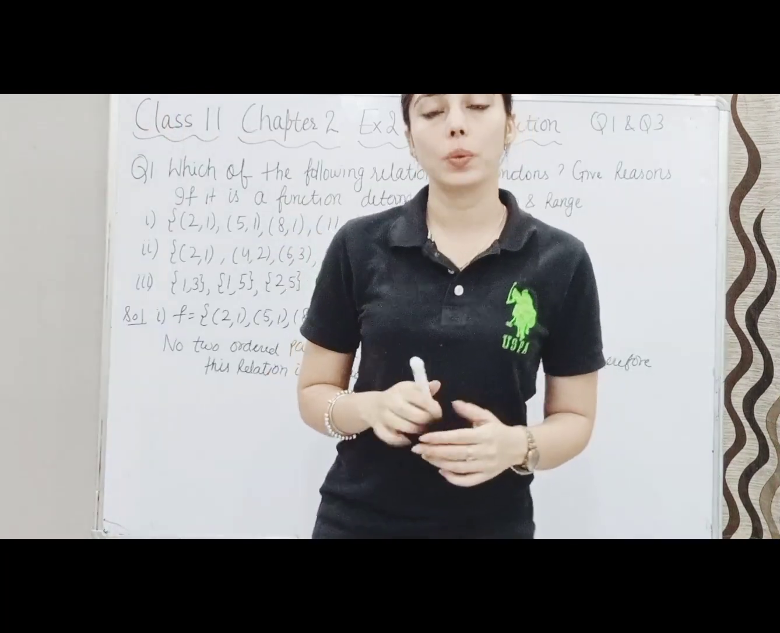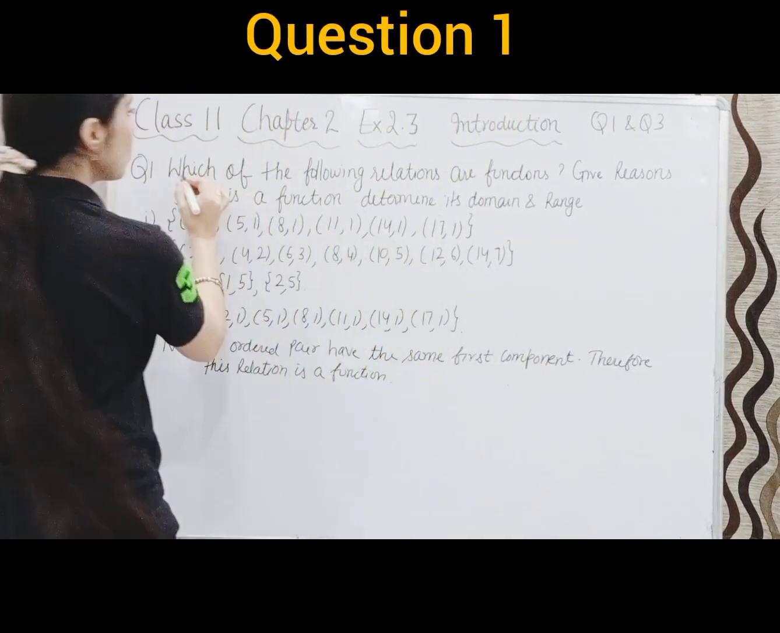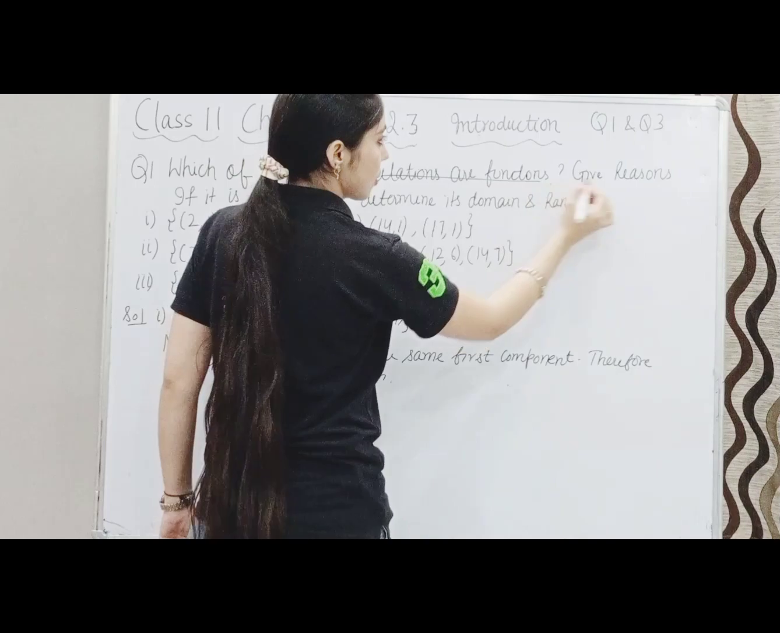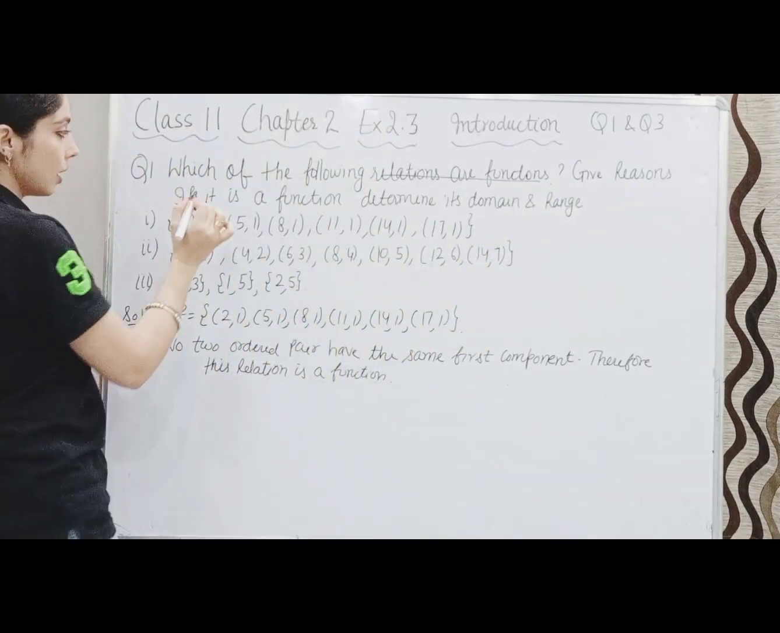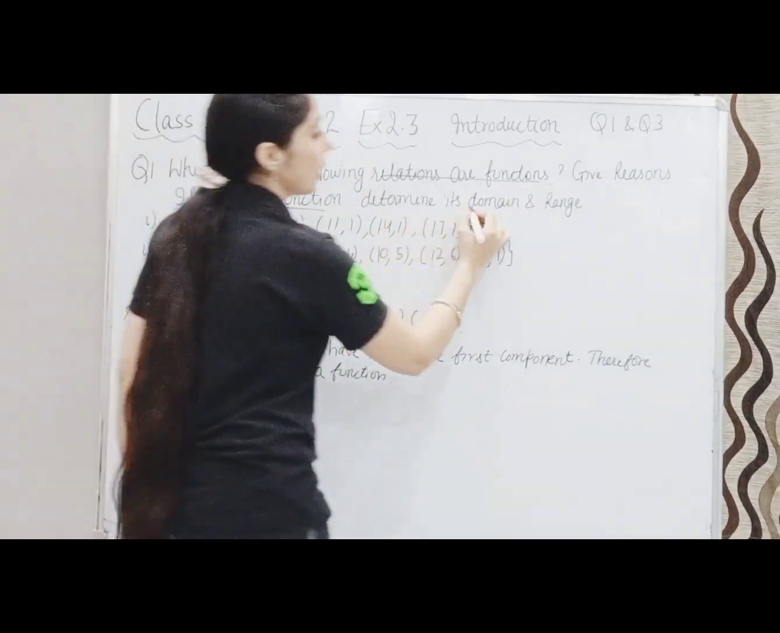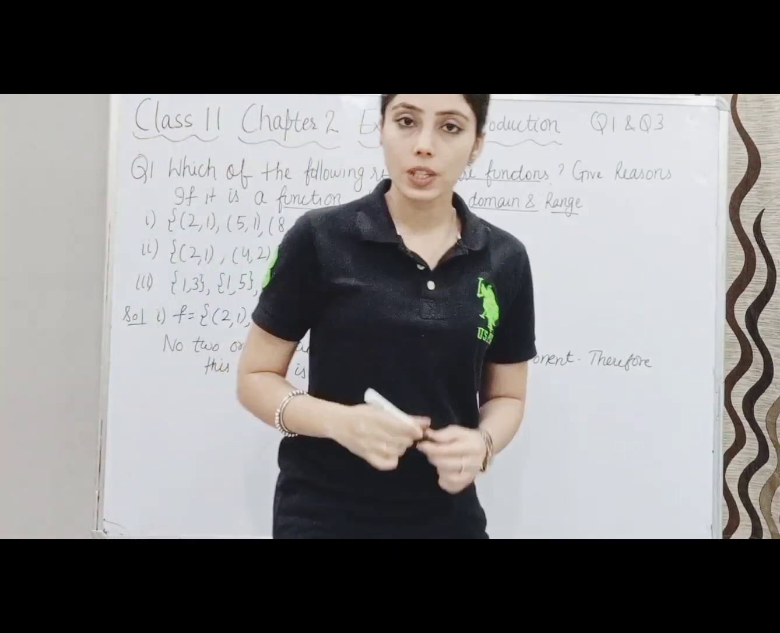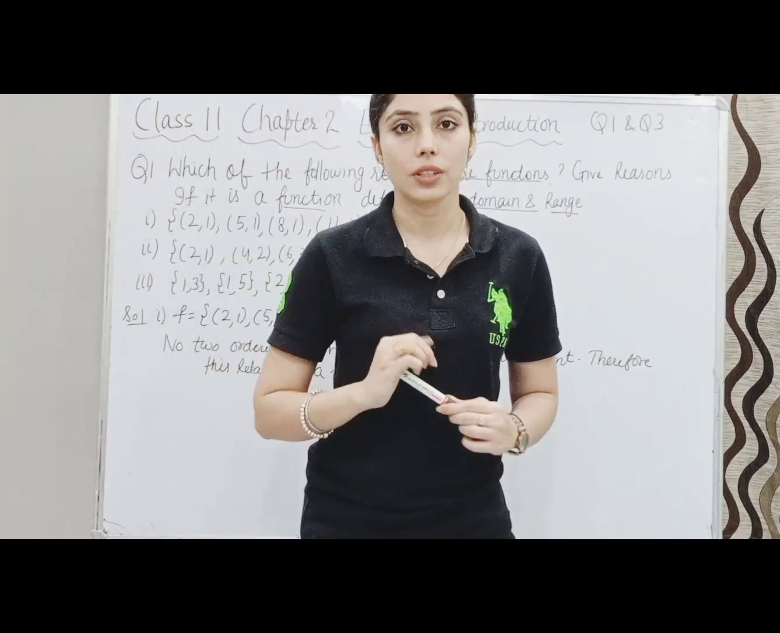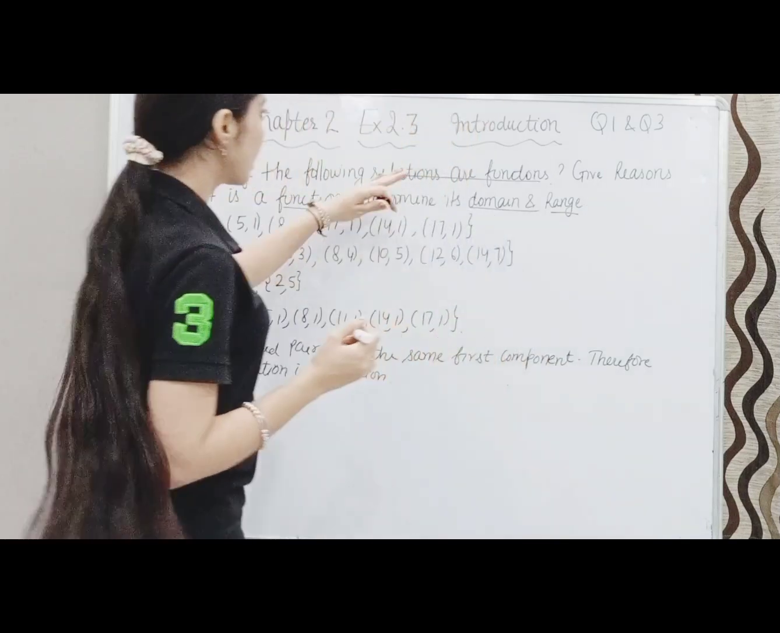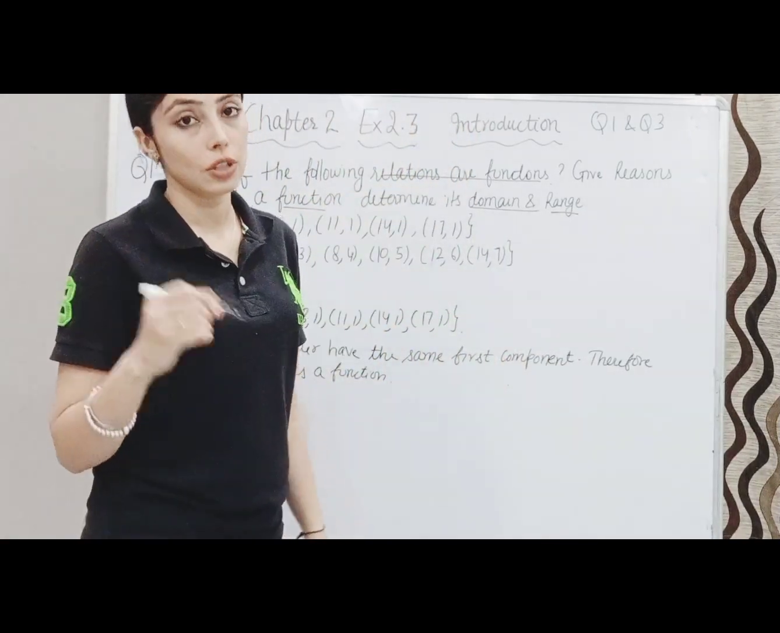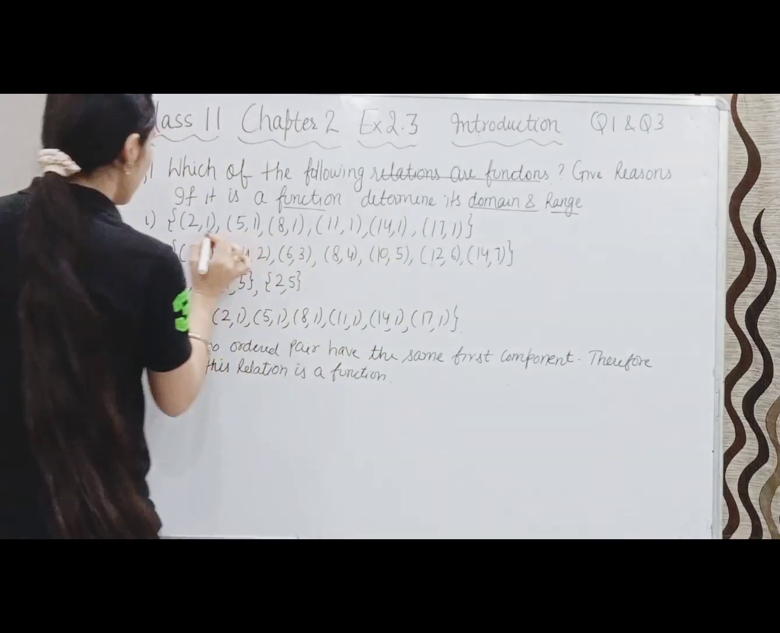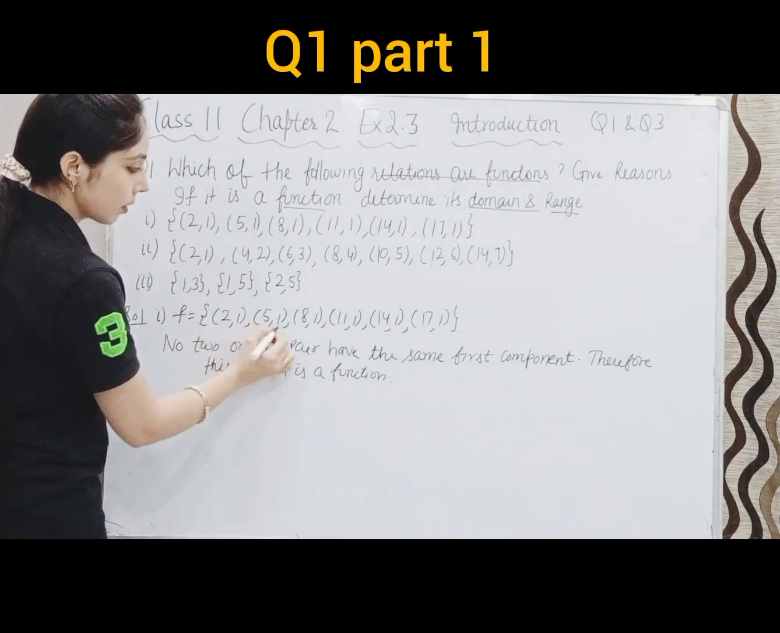Let's discuss question number 1, which is: which of the following relations are functions? Give reasons. If it is a function, we have to find the domain and range. We know that a function is a special type of relation, and relations are given. We have to check whether these are functions or not. So first one, is this a function?